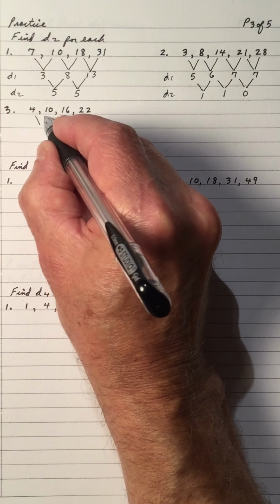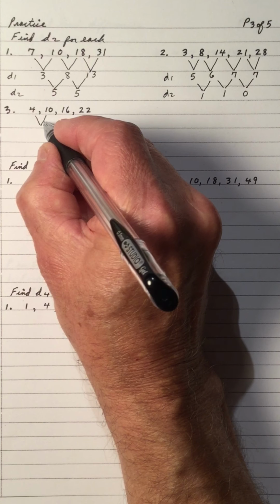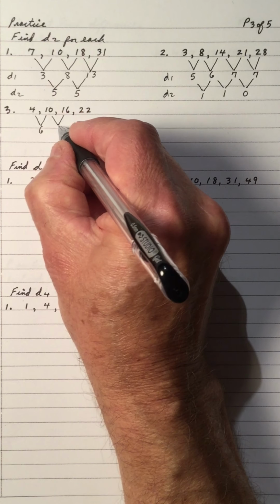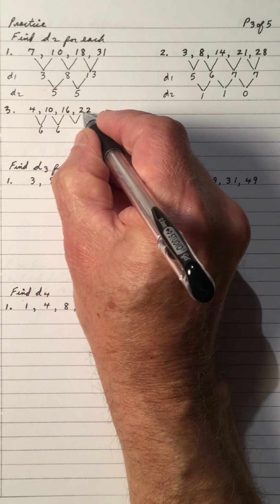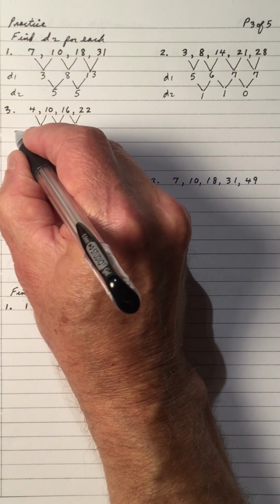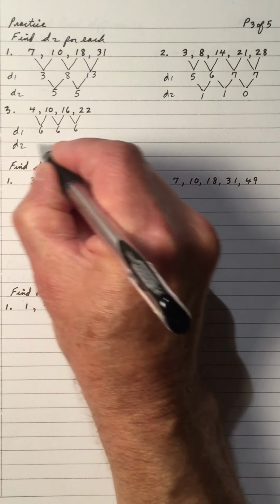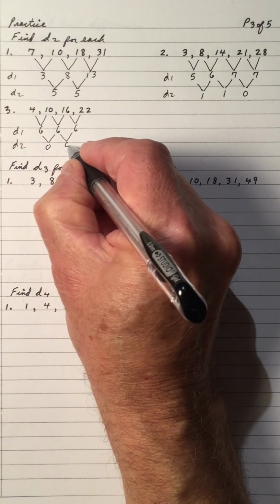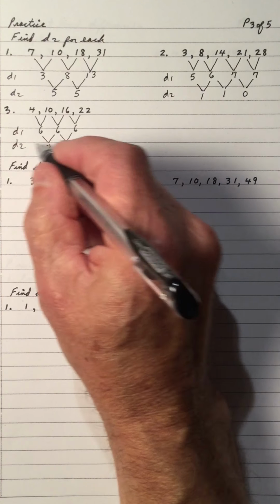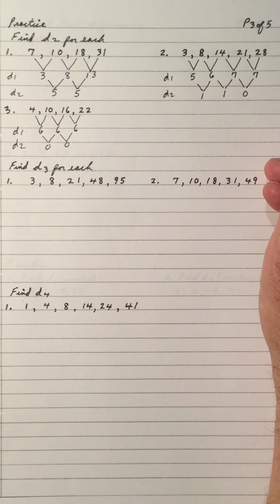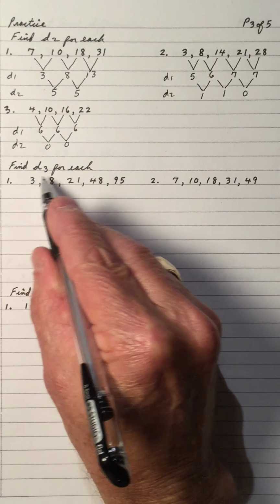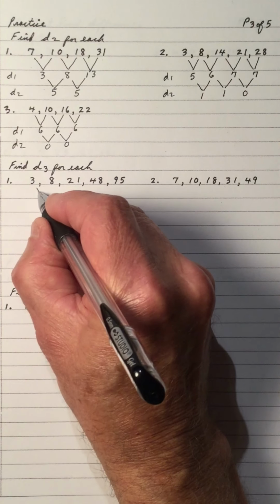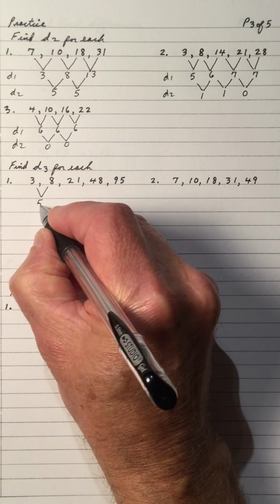Second level difference. Let's go again. First level difference is 10 minus 4 is 6. 16 minus 10 is 6. 22 minus 16 is 6. That's D1. D2: 6 minus 6 is 0. 6 minus 6 is 0. And D1 is all 6s, D2 is 0s. Now let's do some examples of D3. So find D3. Here we go. 8 minus 3 is 5.